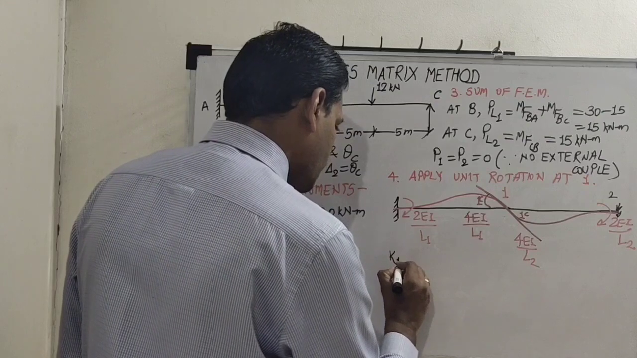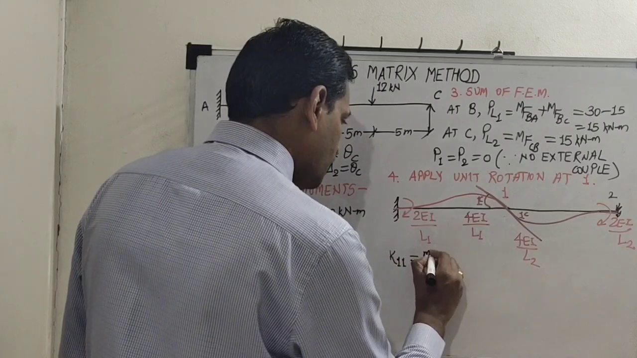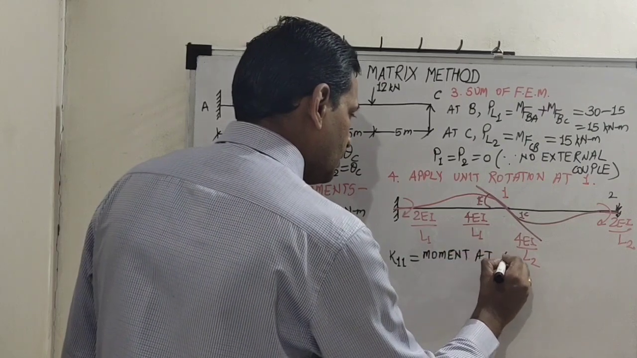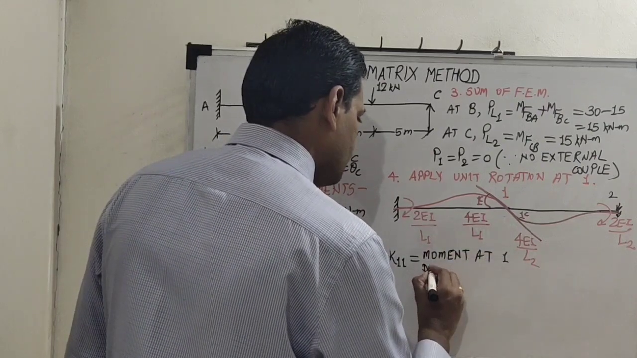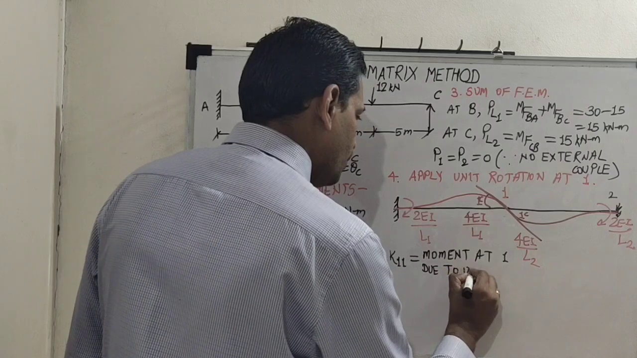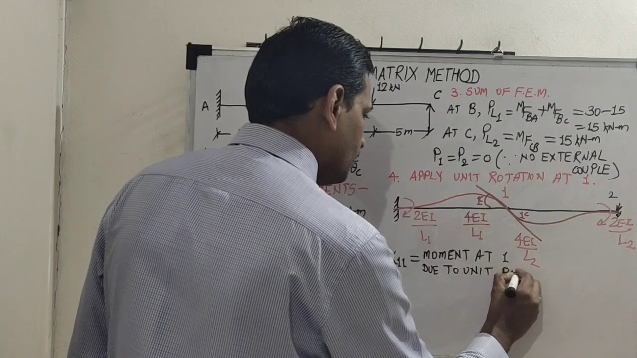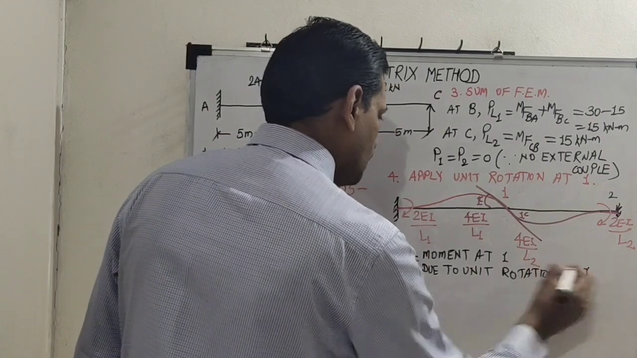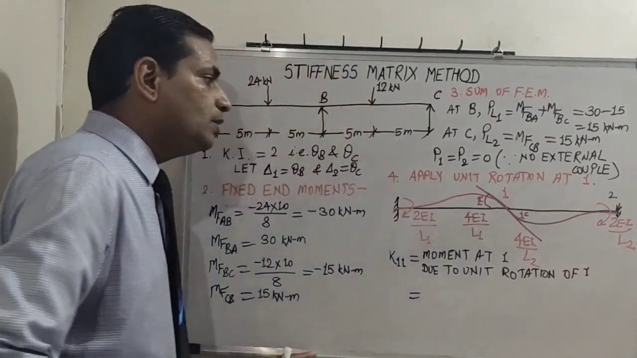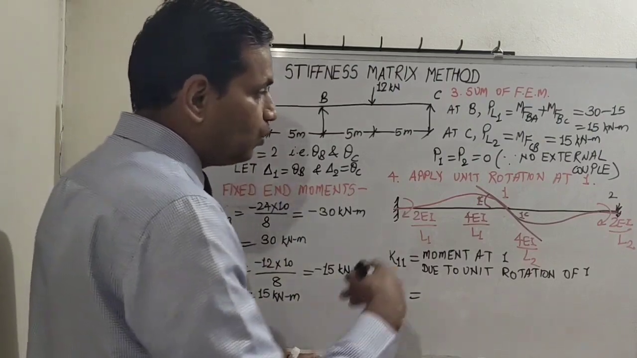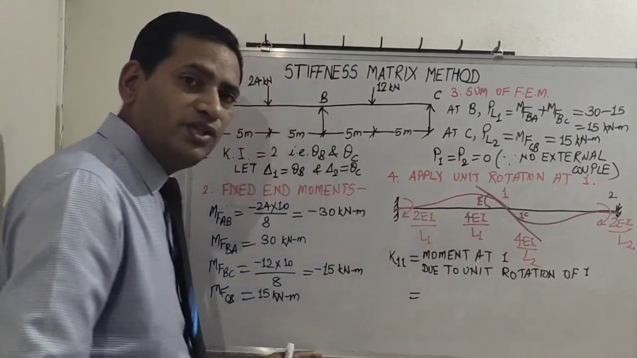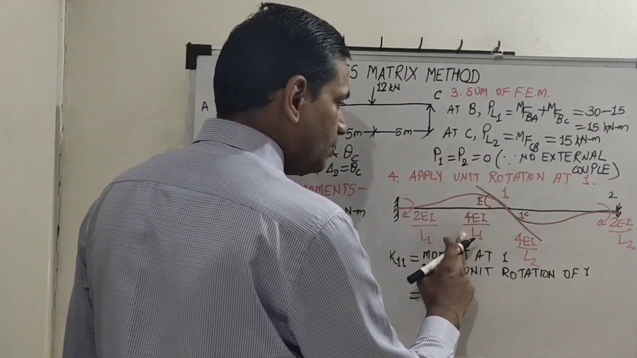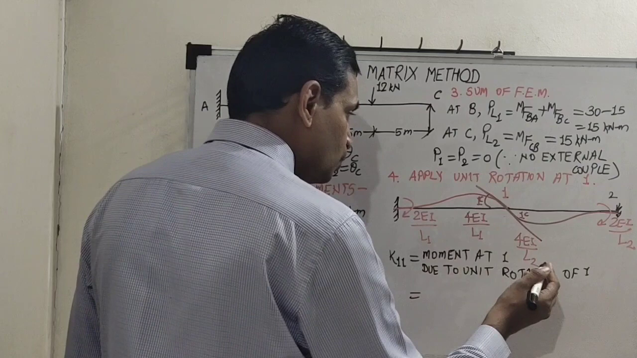So what will be K11? Moment at 1 due to unit rotation of 1. Okay. So look at location 1. What are the values here of stiffness? There are two values. One is 4EI by L1, another is 4EI by L2. So both will be there.